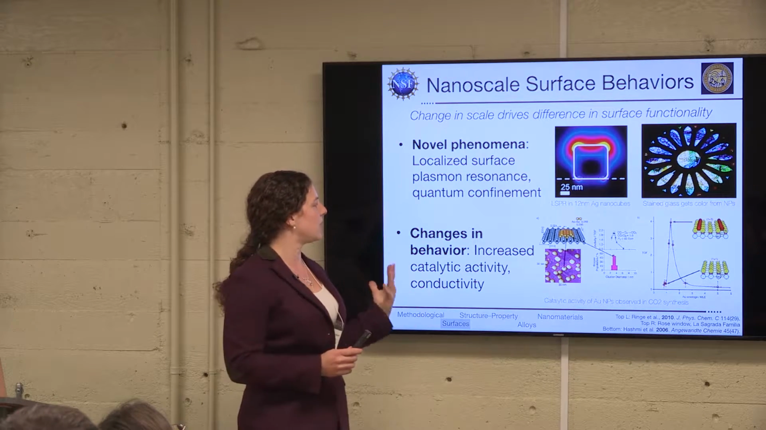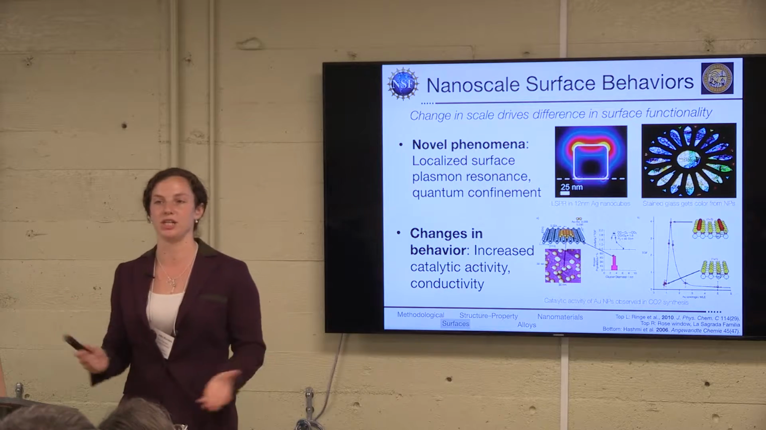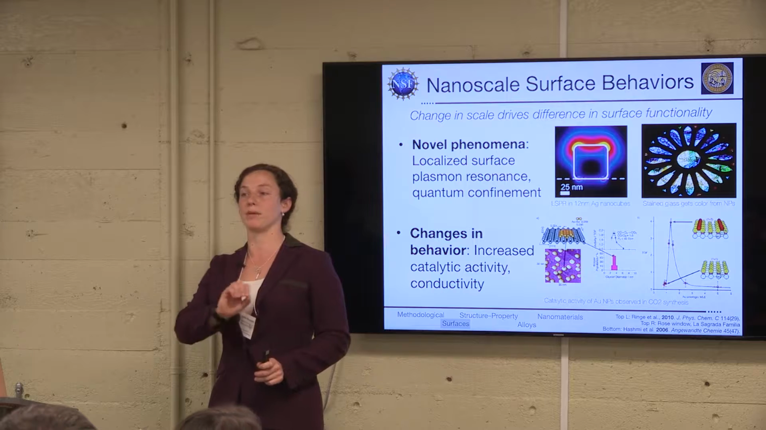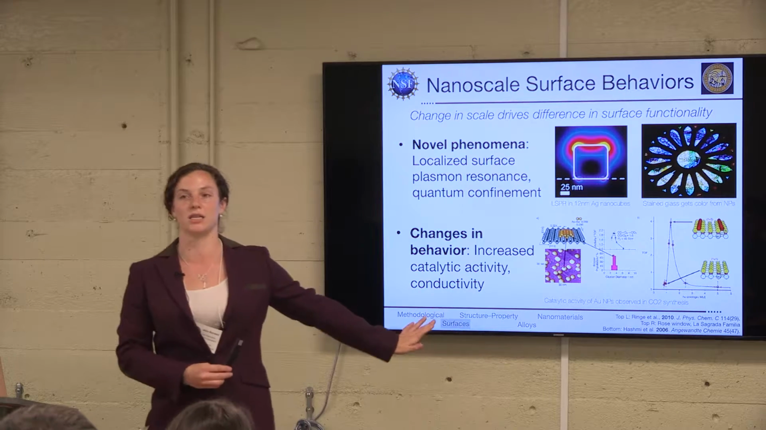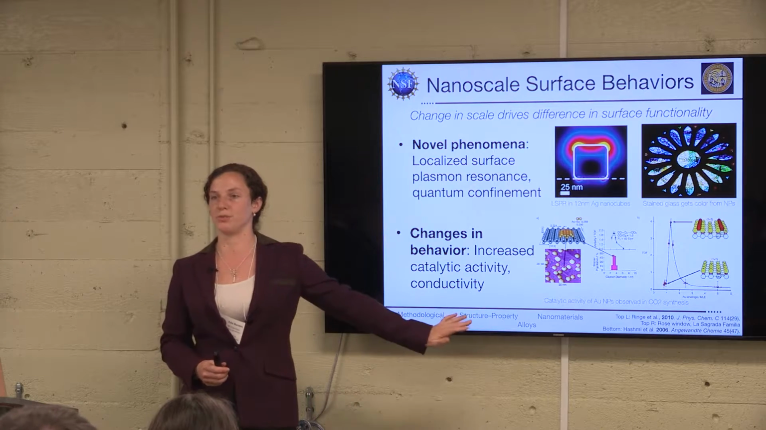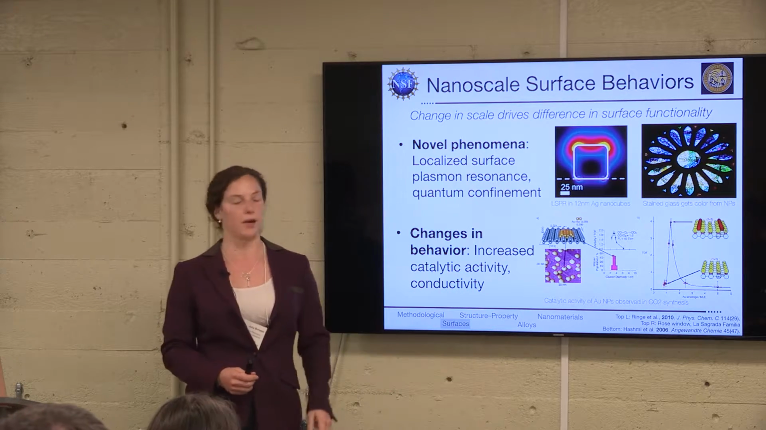And then you get changes in behavior, things like increased catalytic activity, changes in conductivity. So these are things that you could measure that property in a macroscopic material. You can measure the conductivity or the catalytic activity of macroscopic gold, but you're going to get a different measurement at the nanoscale than you are at the macro scale.